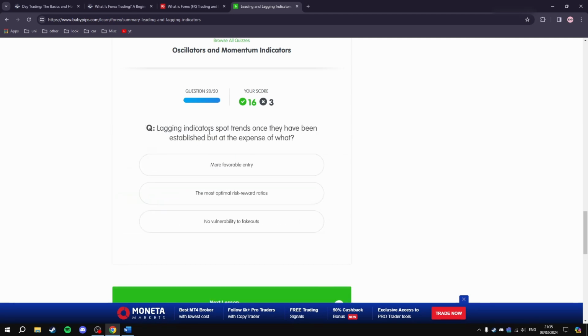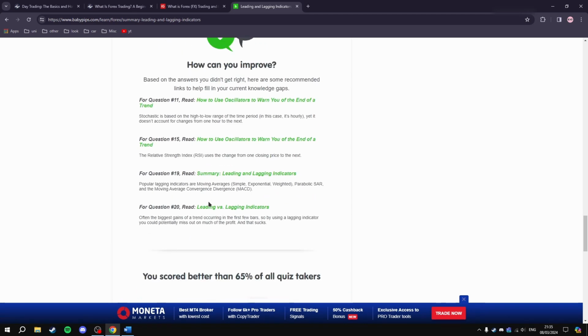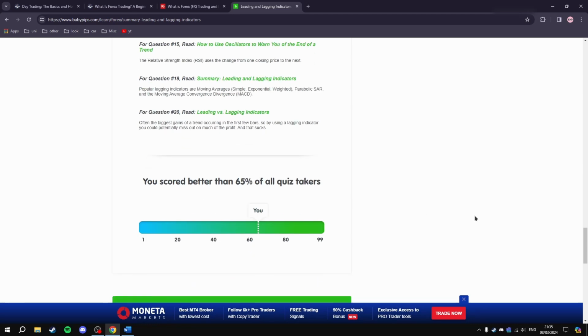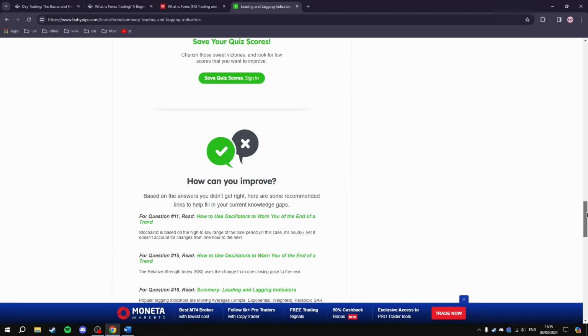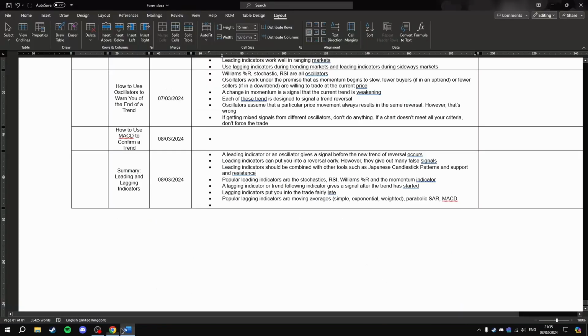Lagging indicators spot trends once they've been established, but at the expense of what? Often the biggest gains of trends occur in the first few bars, so by using a lagging indicator you could potentially miss out on much of the profit, and that sucks. I thought the question was, oh no, maybe not then. Okay, on to the next.